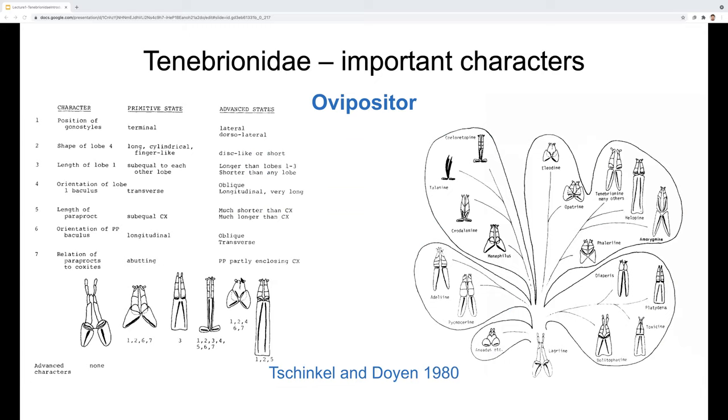With this ovipositor, again, the landmark paper was Schinkel and Doyen in 1980, where they really described a lot of these. They also talk a lot about the placement of the baculus, which is a sclerotized cuticular rod that helps support the paraproct and is also at the base of the coccytes. We can see in this 1980 paper they have this hand-drawn evolutionary tree, which is still incredibly useful today. They also made some assumptions and statements about what the primitive ancestral state was compared to the advanced states, which are all there.